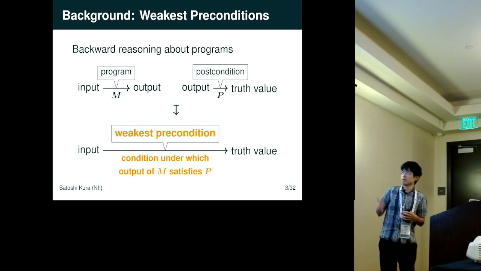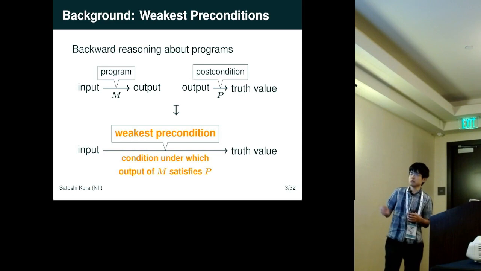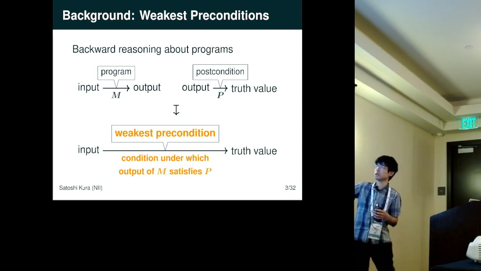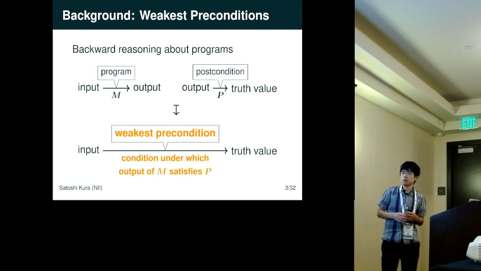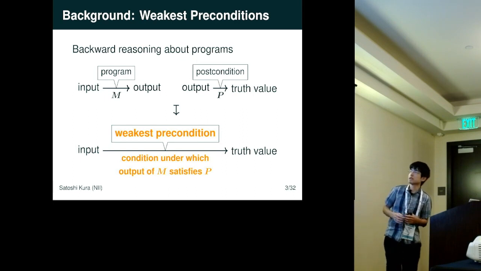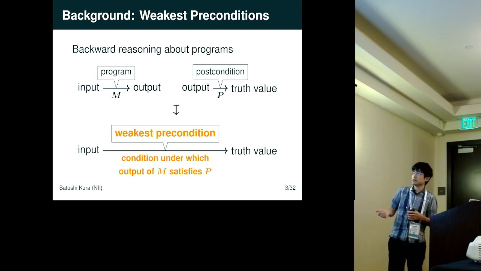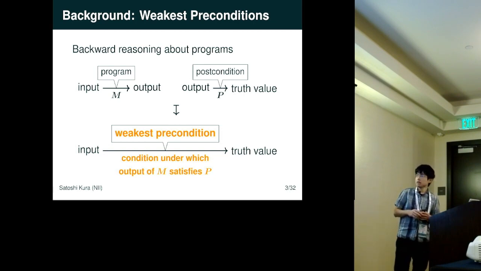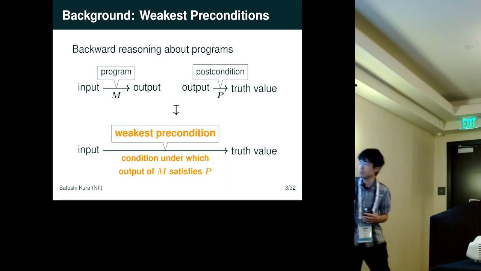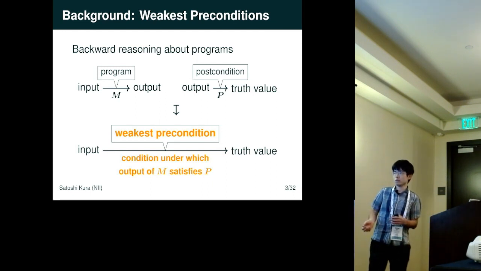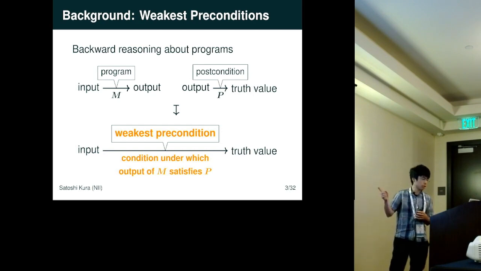Suppose we have a program, and we consider a condition that should be satisfied by an output of the program. This is called a post-condition. In other words, a post-condition is a function that takes an output and returns a truth value. And then we consider the condition on input under which the output of the program satisfies the post-condition. And this is called the weakest precondition.